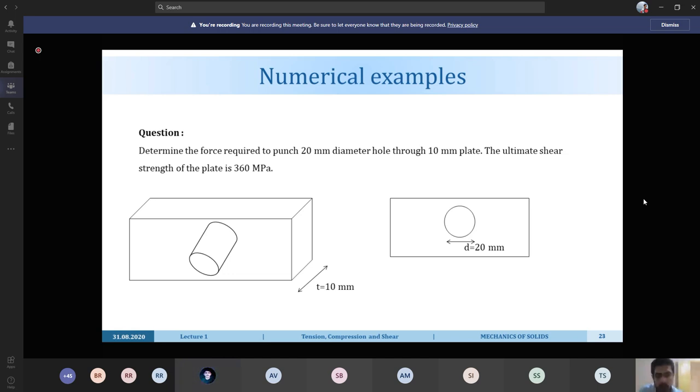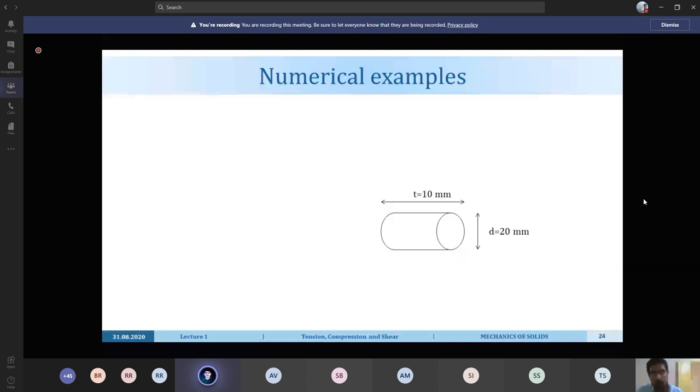Sir, I took the stress equal to 360 megapascal. And the force we need to find, and the area is 2 pi r h. Okay, fine. So I will explain here.